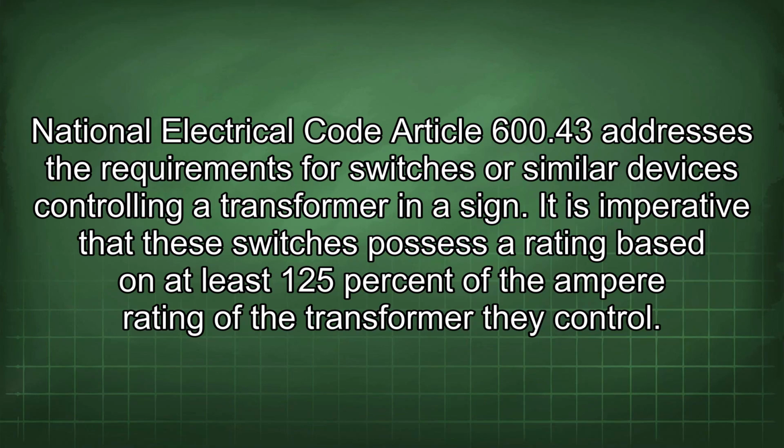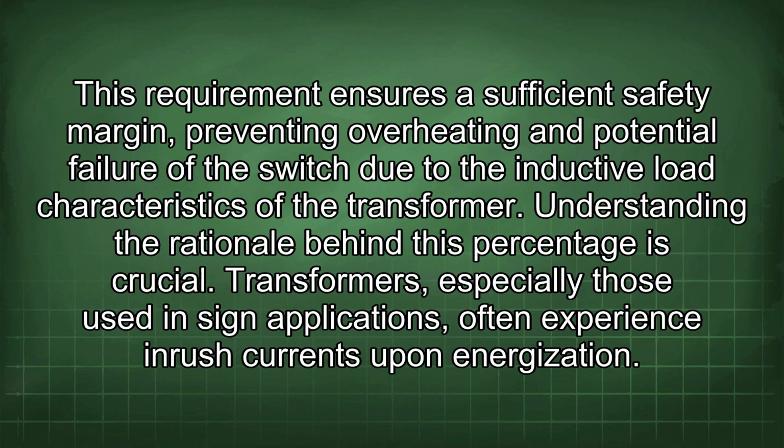National Electrical Code Article 600.43 addresses the requirements for switches or similar devices controlling a transformer in a sign. It is imperative that these switches possess a rating based on at least 125% of the ampere rating of the transformer they control. This requirement ensures a sufficient safety margin, preventing overheating and potential failure of the switch due to the inductive load characteristics of the transformer.